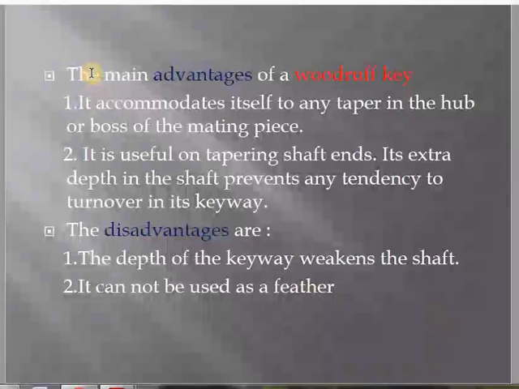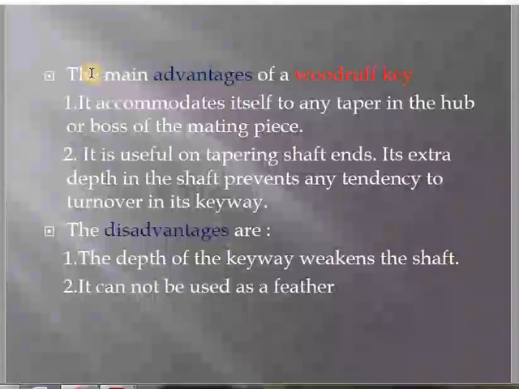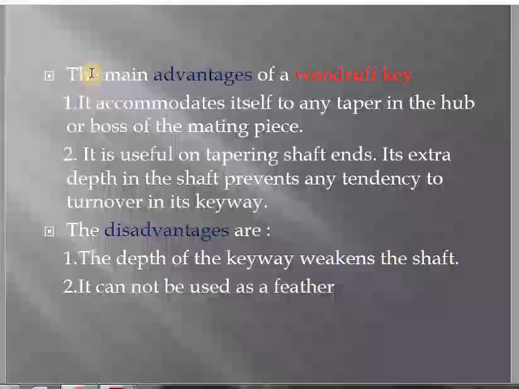In this, woodruff key has some advantages as well as some disadvantages. If you look into the advantages of the keys, it accommodates itself to any taper in the hub, and it is useful on tapering shaft ends. Its extra depth in the shaft prevents any tendency to turn over in its keyway. The major disadvantage of this key is that the depth of the keyway weakens the shaft, that is, it reduces the life of the shaft, and it cannot be used as a feather.